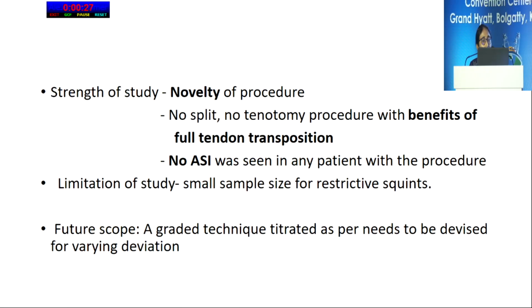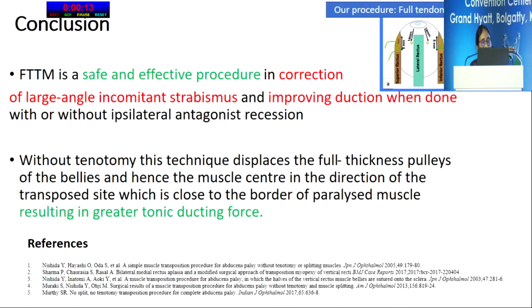So the strength of the study was the novelty of the procedure, the benefits of full tendon transposition without splitting and tenotomy, without any sign of anterior segment ischemia, and with a follow-up of 2 years. Limitation of the study was the small sample size and restrictive squints. So full tendon transposition myopexy is a safe alternative procedure in correction of large angle strabismus and improving ductions, when done with or without ipsilateral antagonist recession.